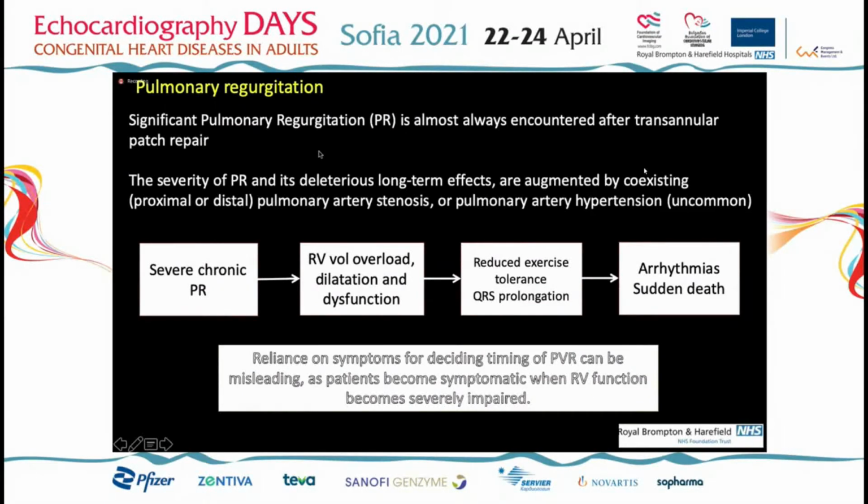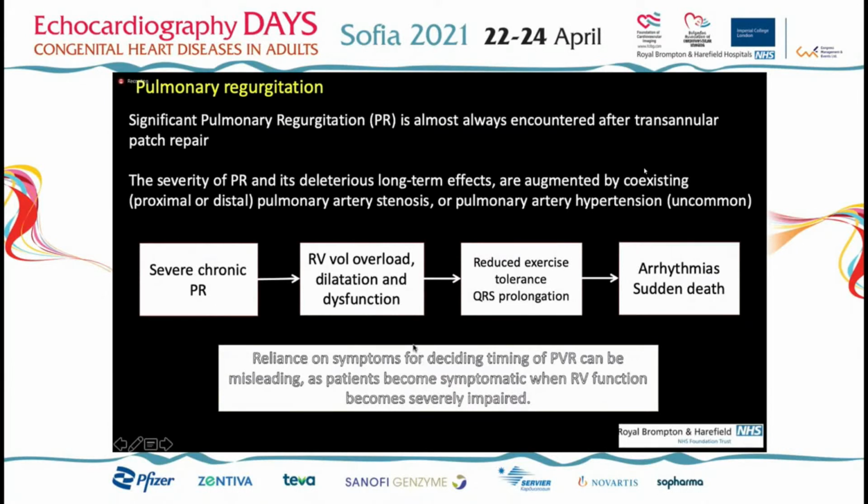One third of these patients with pulmonary regurgitation need a second operation in life, especially if the regurgitation is severe. And the regurgitation is deleterious because it causes severe chronic overload to the ventricle that then dilates and can become dysfunctional in the late stage. And that reduces the exercise tolerance, prolongs the QRS, and favors arrhythmias and sudden cardiac death. So relying on the symptoms for deciding the timing of pulmonary valve replacement is risky, as the patient may become symptomatic at a very late stage when the right ventricle is already severely impaired or too dilated and may not remodel after surgery.